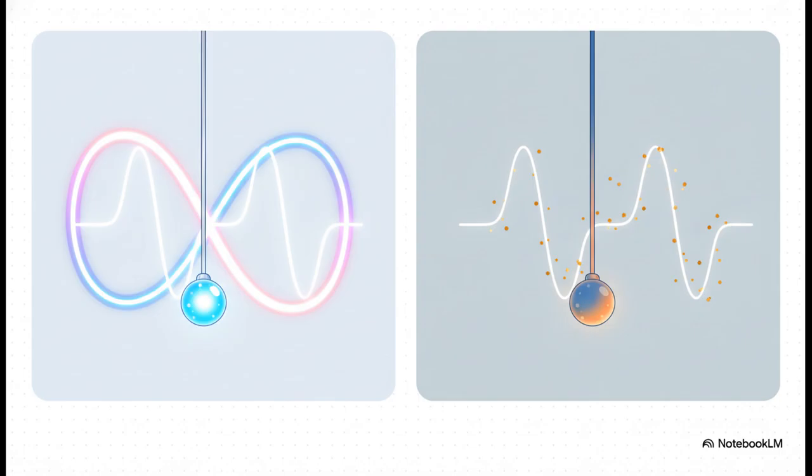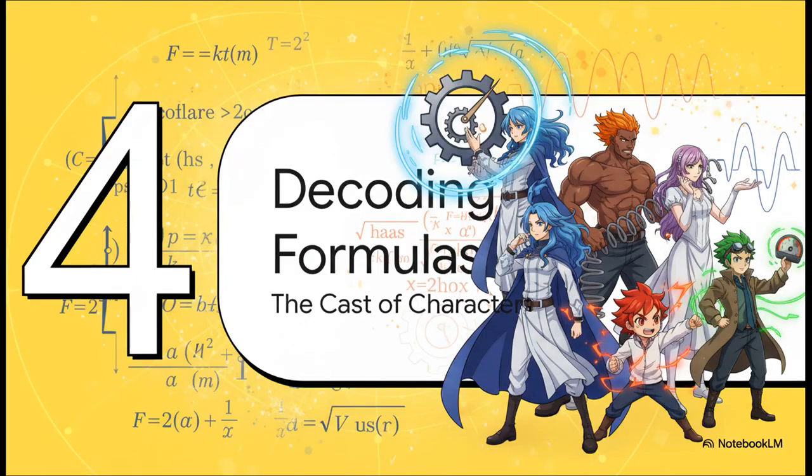So let's just break it down really simply. Ideal motion, SHM: energy is conserved, amplitude stays the same. Easy. Real motion, DHM: energy is always being lost to stuff like friction, and so the amplitude gets smaller and smaller until it stops.